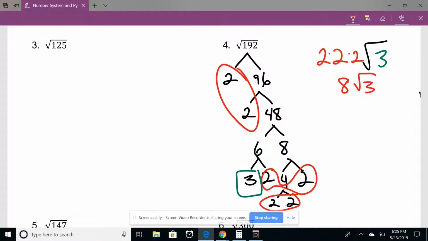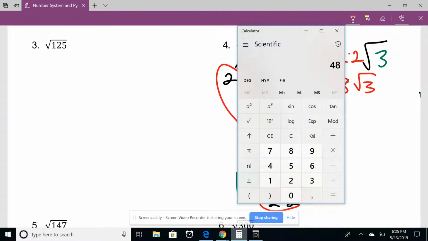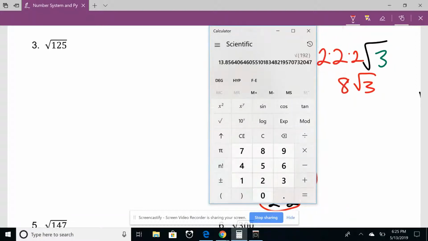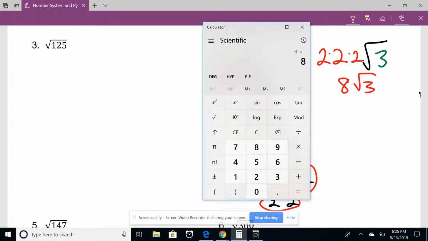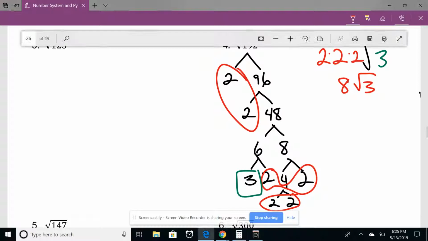And now let's check. The square root of 192 is about 13.856. And our answer is 8 times radical 3, which is 13.856. So it's the same thing. All right, so you've got to be careful when you do your factor trees and you're only using the end branches.